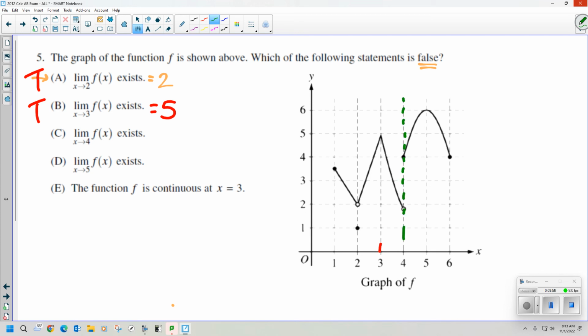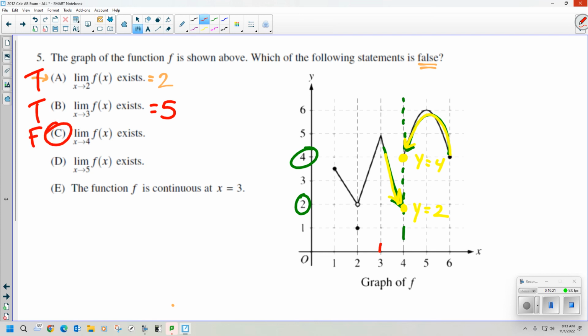As I approach from the left side, I get a y value of 2. As I approach from the right side, I get a y value of 4. Oh boy, here we go. This points to a y value of 4, and this points to a y value of 2. Okay? They do not point to the same thing, so that means this is false. This is the one that's false.